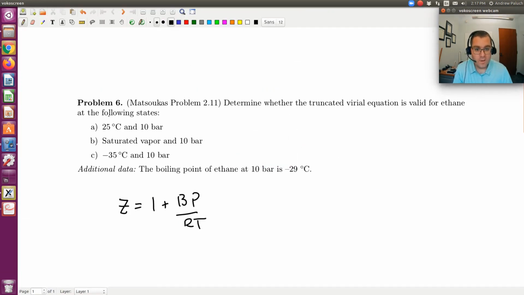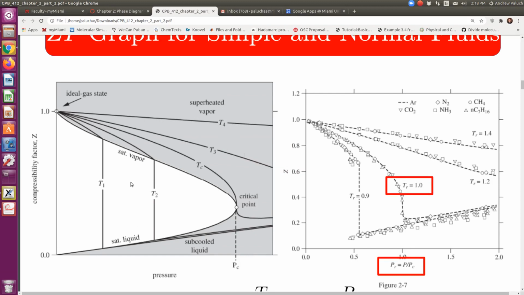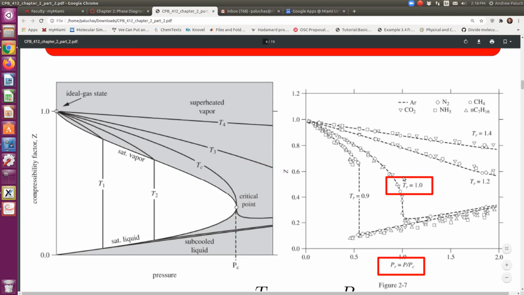So what you're going to need to do for ethane is go to the back of the book and look up TC and PC, the critical temperature and pressure, for A, B, and C. You can calculate your reduced temperature and pressure. Then if I look at this sketch, your reduced temperature gives you an idea of what isotherm you're on, and your reduced pressure gives you an idea of where you are on that curve with respect to the ideal gas limit.